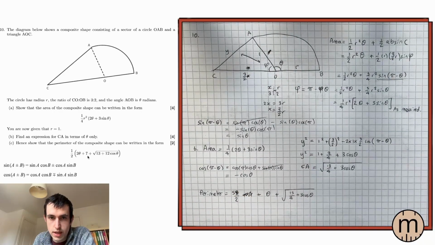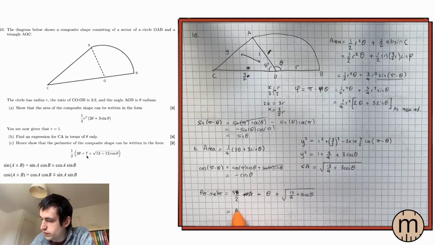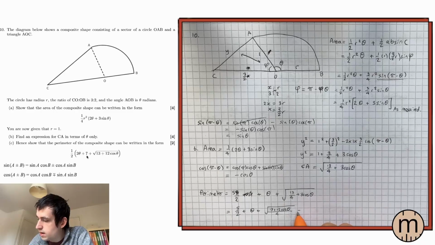And I realised in the show that looks like that should be a 5, so I'll correct that before I send out the PDF. So we get the perimeter is equal to 5 over 2 plus theta, and then this we need to sort out a bit. That's times the inside by 4, 12 cos theta plus 13 all over 4, which means we can write it as 5 over 2 plus theta plus take out 1 over 2, square root of 4.